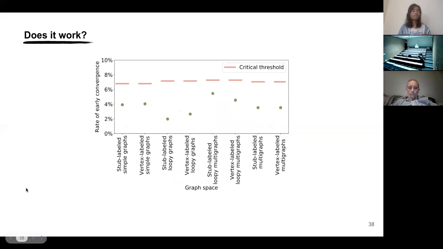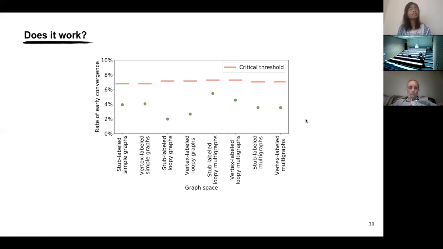And so this is the result of applying this chaos test on all different graph spaces, which we can see in the x-axis here, and all across all the graphs in the 8 graph spaces. And the y-axis is basically the fraction of graphs for which the chaos test was rejected, which is indicative of early convergence, or it kind of indicates that our method detected convergence way too early.